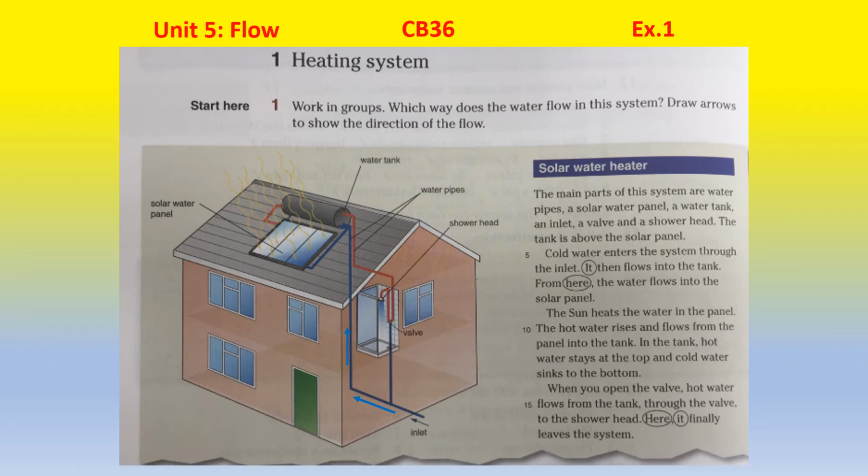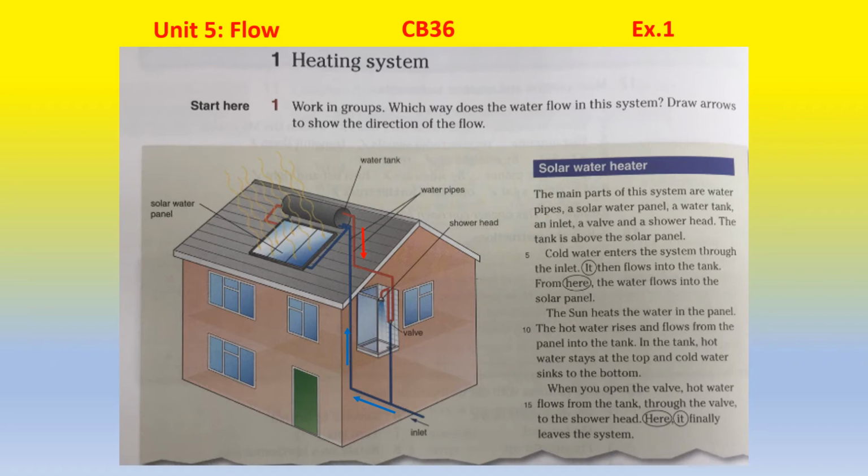Okay, so please look at the picture very carefully again. Inlet, then water tank, after that the solar water panel, and then the water tank again. Okay, we have the water pipes, the solar shower head, and the valve. Okay, now let's read the text.